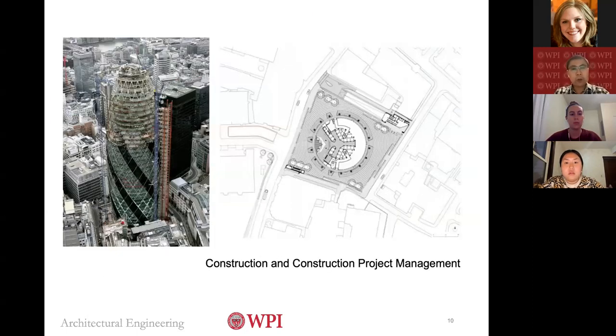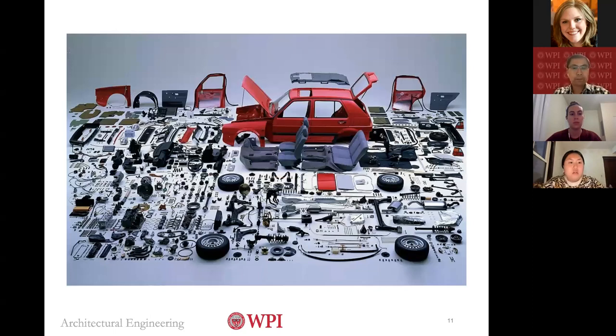And when all the design and analysis are done and the project enters the construction phase, architecture engineers also work in project management to monitor building construction and make sure the building can be completed successfully.